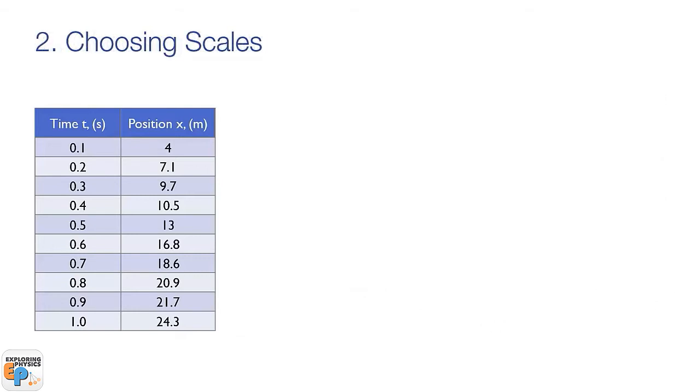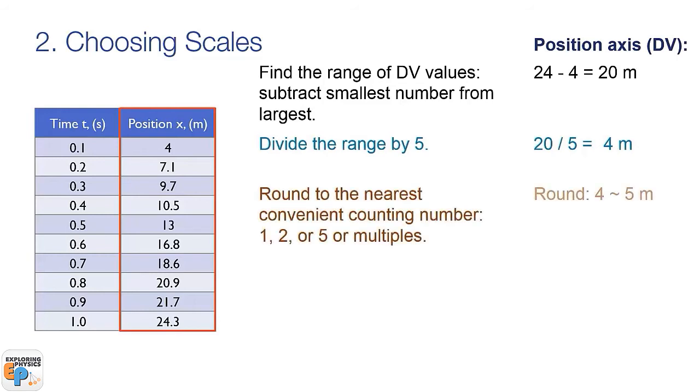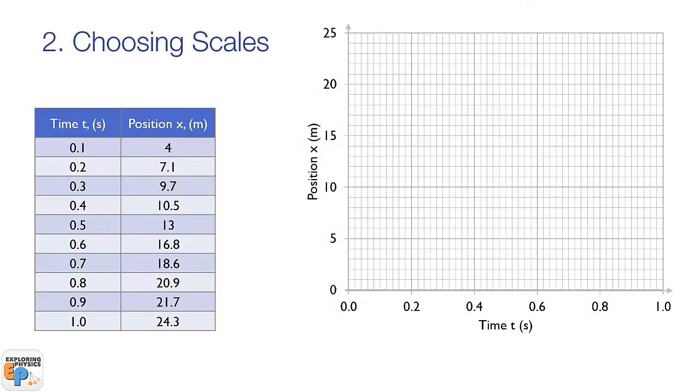To choose the scale for the vertical axis, which is the position, we do a similar thing. We take the range of values for position, which is 24, the largest value, minus 4, which is 20 meters. We divide this range by 5, which gives us 4 meters. We round 4 meters to the nearest convenient counting number. This rounding gives us 5 meters for the intervals, which means that our vertical scale can be 0, 5, 10, 15, 20, and 25 meters. And this is how the scale on the vertical axis is marked.